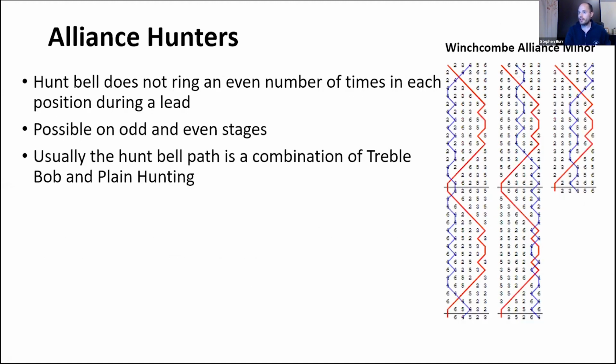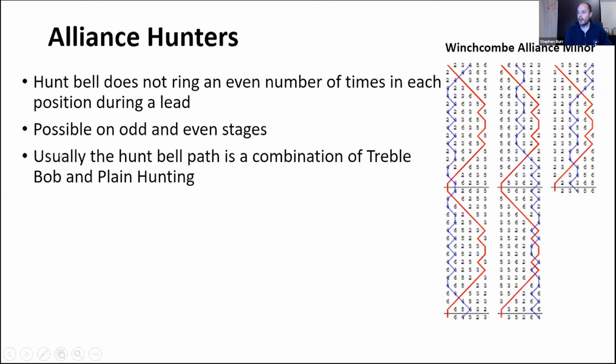And next we have alliance hunters. So an alliance hunter is sort of an in-between halfway house. So the hunt bell does not ring the same number of times in each position during a lead. There are some positions where it rings more and other positions where it rings fewer times during the course of its lead. So again, these are possible on odd and even stages.